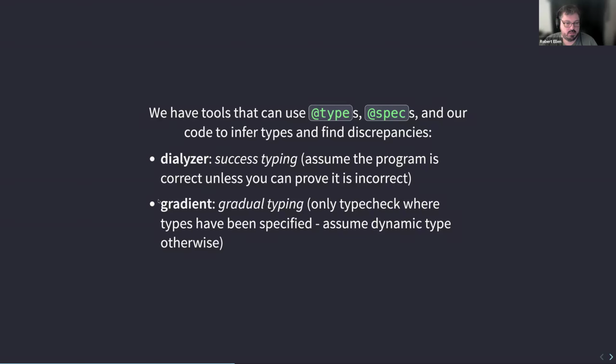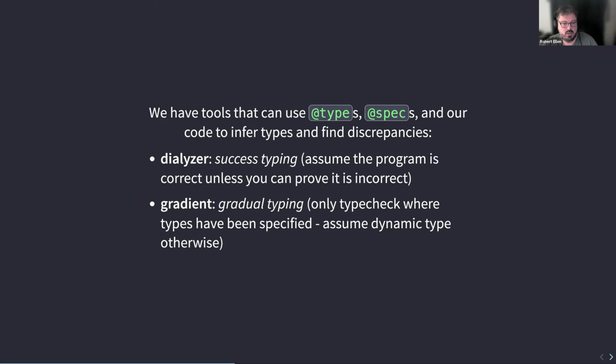The most popular one being Dialyzer, which is a form of success typing, which means that it assumes the program is correct unless it can prove that it is incorrect. So it gives the programmer the benefit of the doubt. And then there's another tool for Elixir called Gradient. Both of these actually work for Erlang and Elixir.